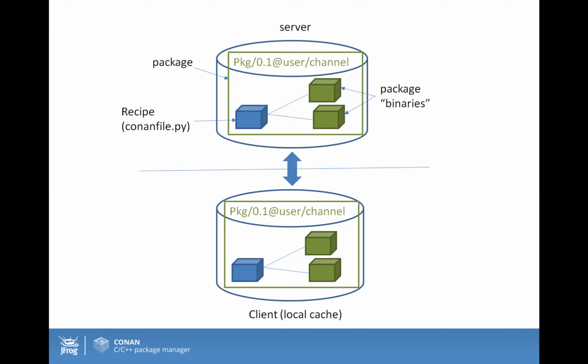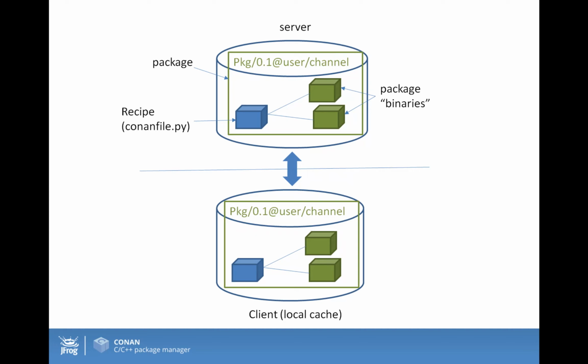And for each package, we have two different things. First, we have the recipe. The recipe is basically the conanfile.py that contains the Python scripts that define how to build the packages. And then we have any number of package binaries. In this case, we have created just two of them, one for 32-bit architecture and one for 64-bit architecture. But we can have any number of them, and all of them will be connected to the recipe, even if they come from different operating systems.